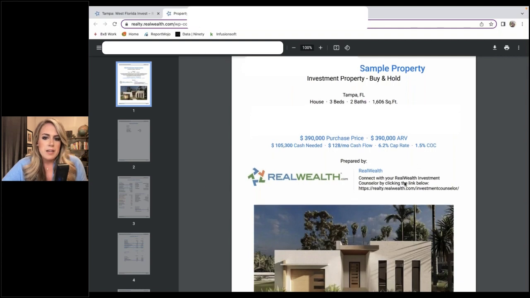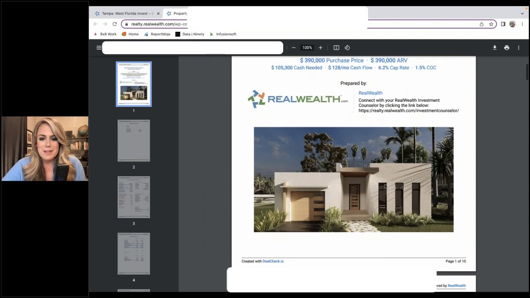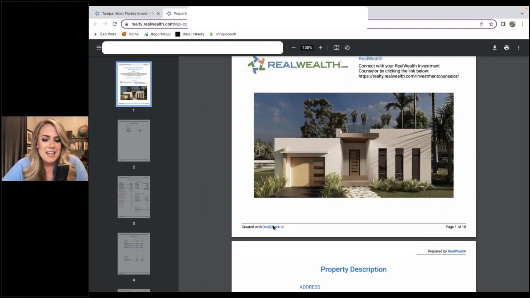And then you can click right here to connect with your investment counselor. So if you have a question about this report or about this team, this is an easy way to get linked back to your investment counselor. So DealCheck is awesome. It's our preferred method for analyzing deals. If you're interested in checking out the DealCheck tool, you can click the dealcheck.io hyperlink right here at the bottom of each report, and that will take you directly to DealCheck.